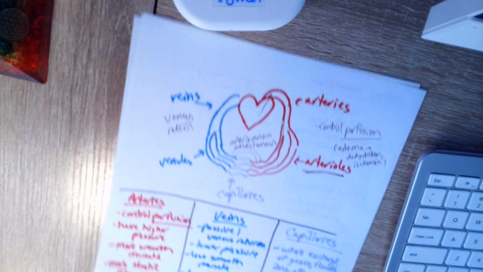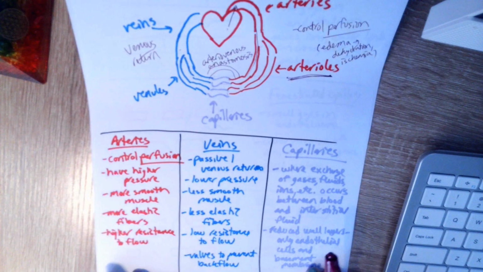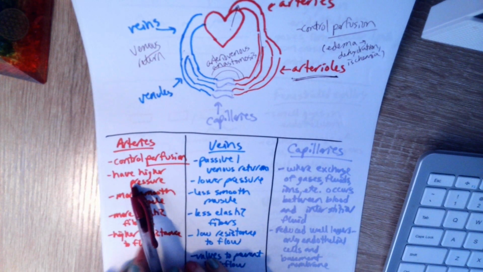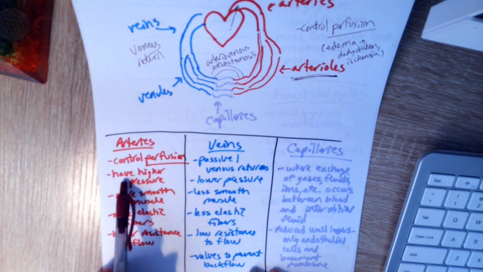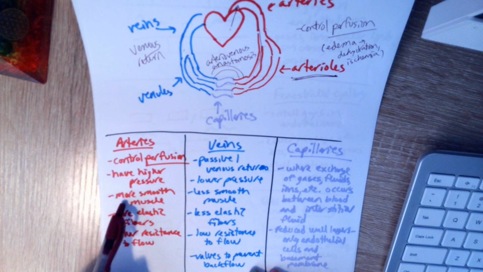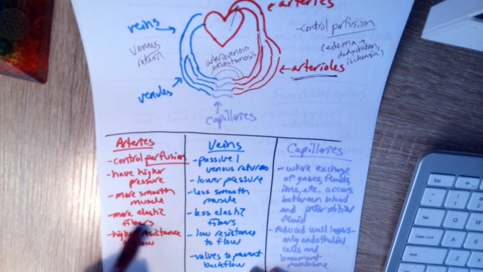So let's just compare and contrast our arteries, our veins, and our capillaries. With arteries, like I said, they control perfusion. They have higher pressure because they're closer to the heart. They have more smooth muscle because they're controlling perfusion. They have more elastic fibers to enable them to snap back from the pressure changes.